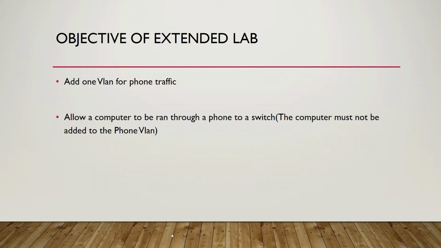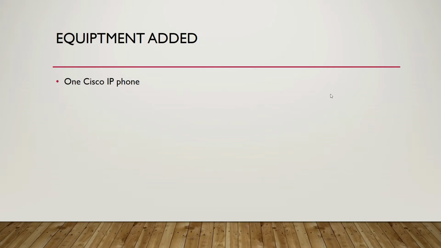The objectives for our extended lab consist of A. Adding a VLAN specifically for phone traffic. B. Allow a computer to be run through a phone to a switch. The computer must not be added to the phone VLAN and must stay in the computer VLAN. The only piece of equipment we will need for our extended lab is one Cisco IP phone.